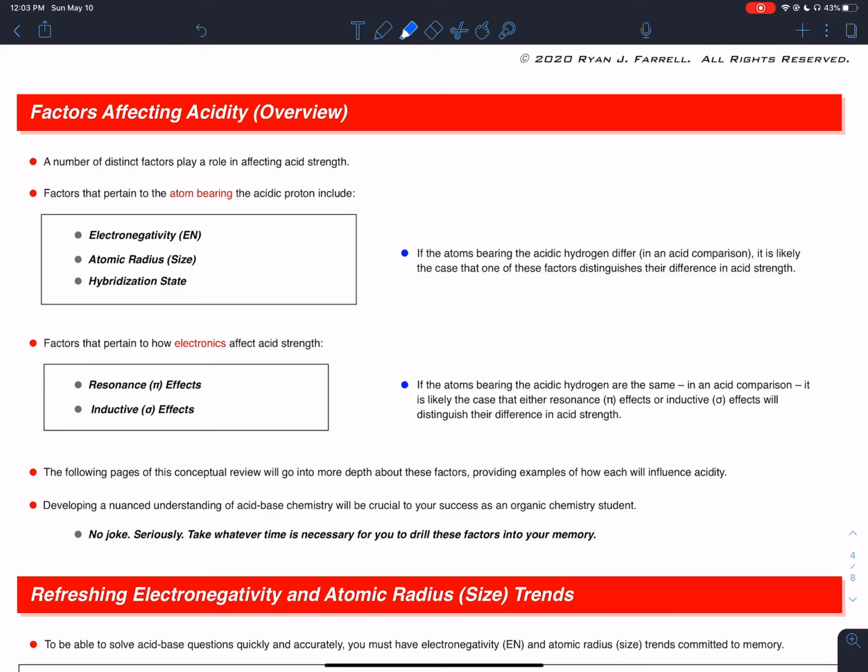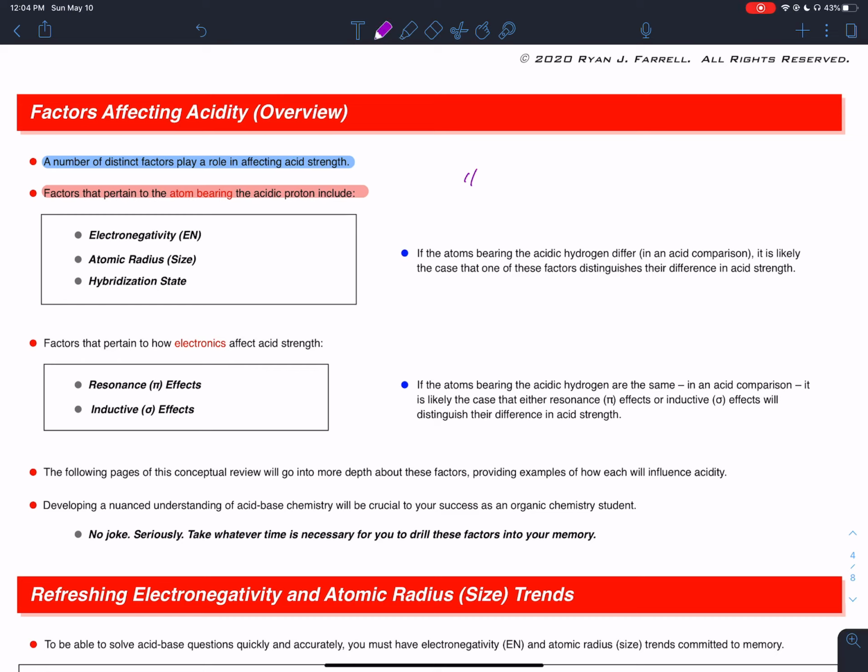Hi everyone, in this segment we are just going to be doing an overview on the factors that affect acidity, just kind of building up to looking at ultimately how these factors play a role in determining relative acidity between species. So we have a number of factors determining and playing a role in acid strength as well as conjugate base stability.